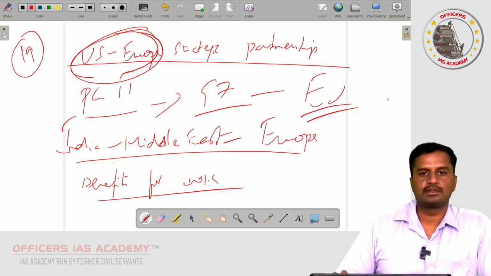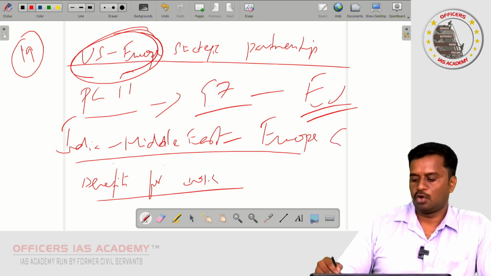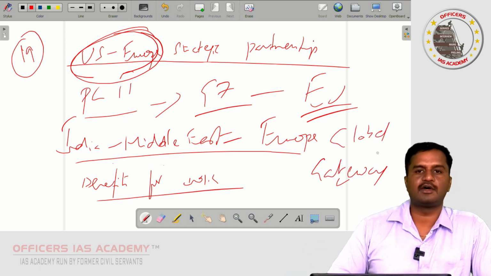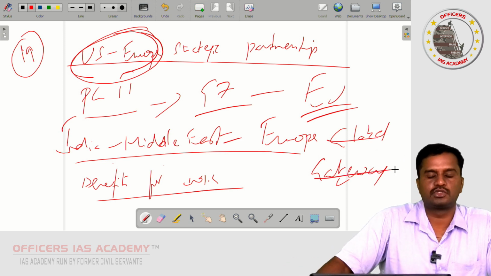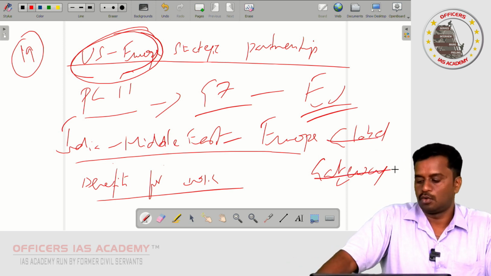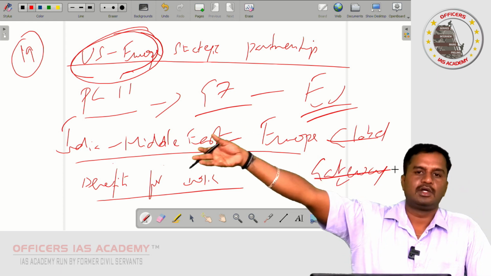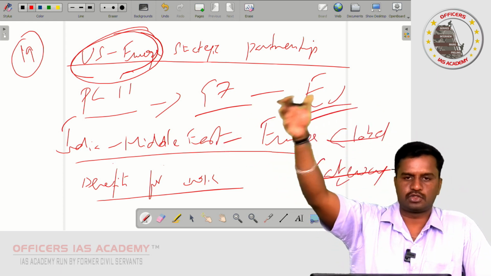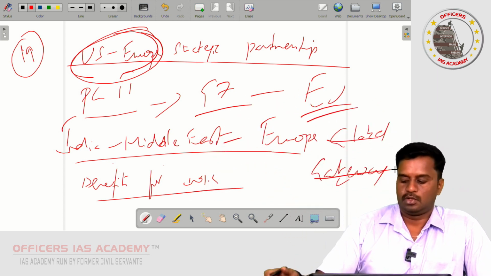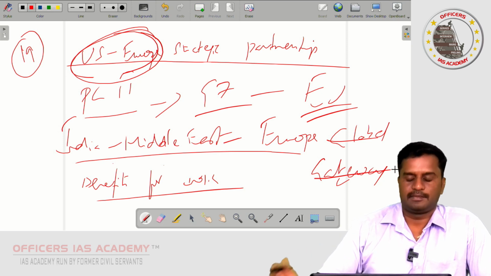EU has its own project called Global Gateway. This is EU's version of BRI. EU wants to compete with BRI through Global Gateway. Now India can work under PGII. It can also coordinate with Global Gateway.